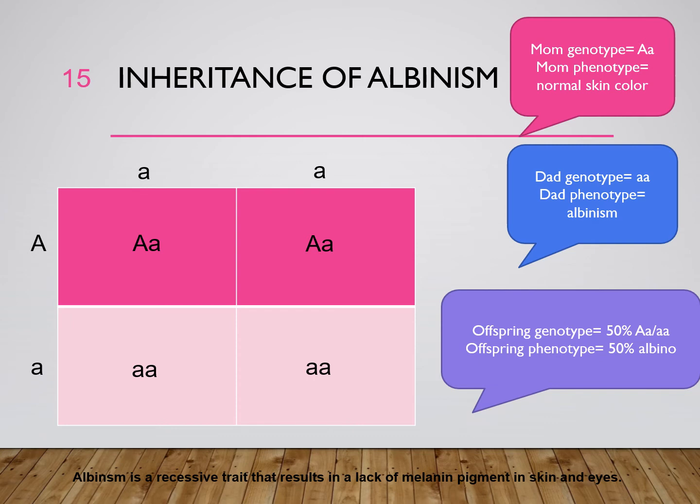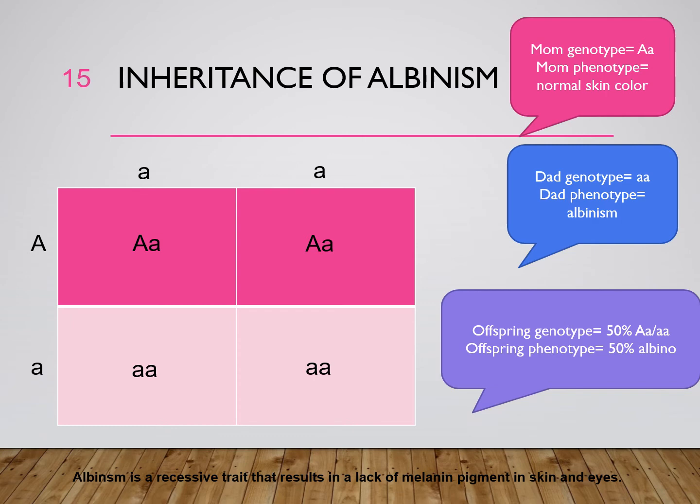Half of them, the ones that have big A, little a, are going to have normal appearing skin, right? Because the dominant trait is masking the recessive, but they're going to be carriers. Then the other 50% are going to have albinism because they're going to have 2 of those recessive alleles.